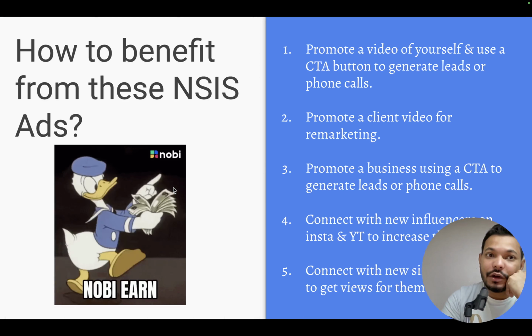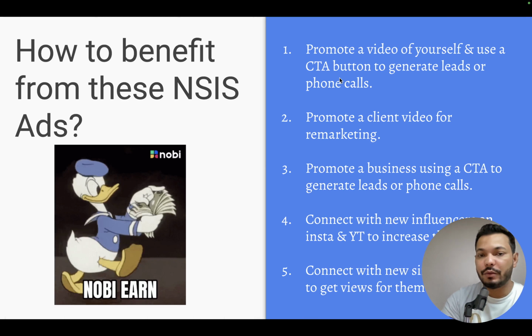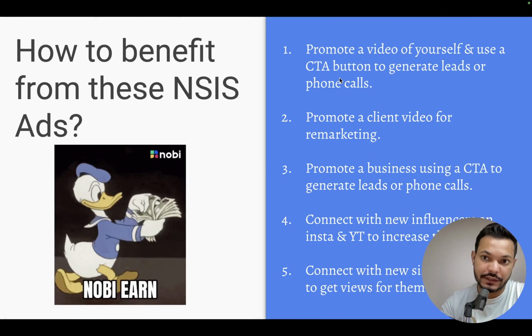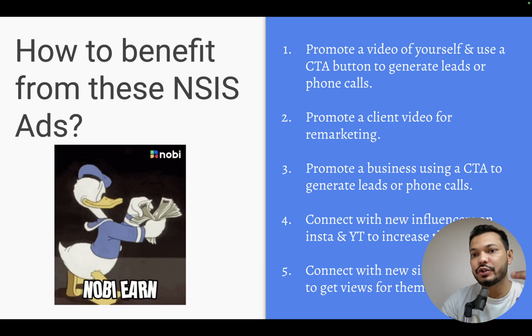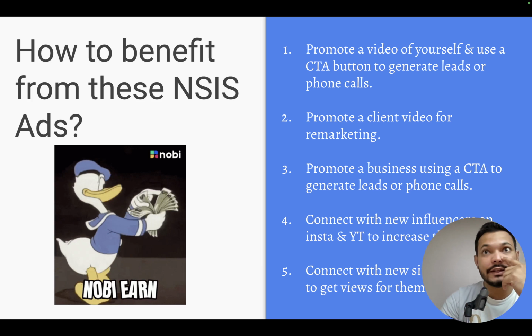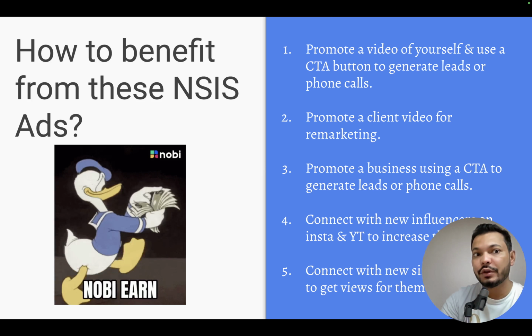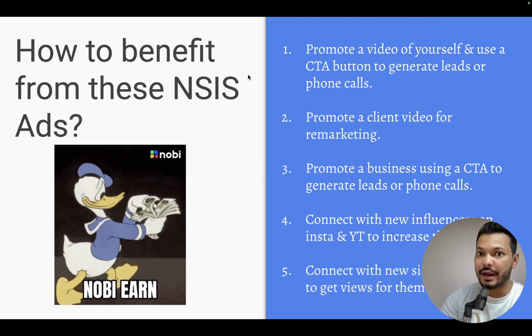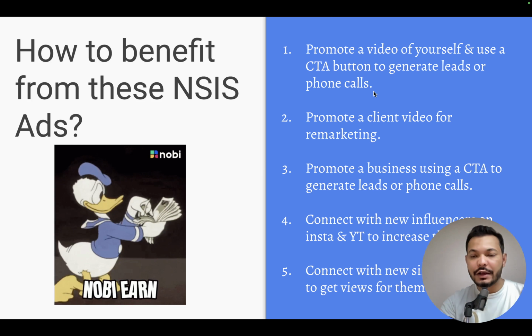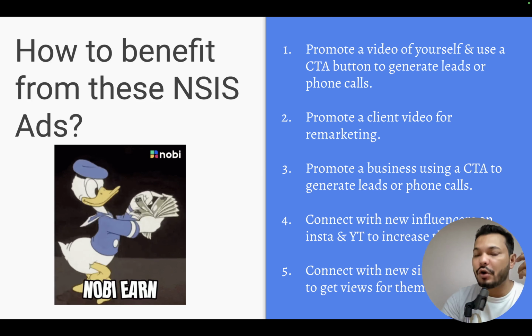But then the question is, how do you benefit from these non-skippable in-stream ads? What you can do is simply promote a video of yourself and use a CTA button, which means call to action button, to generate leads or phone calls. If you have any service or any skill, you can make a video of yourself and promote this video using non-skippable in-stream ads, and then by adding the call to action button you can take people to the website so that you can generate phone calls or leads for your services.